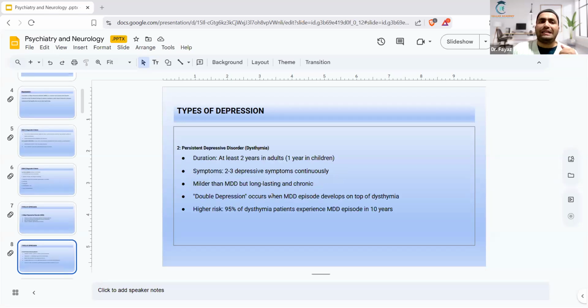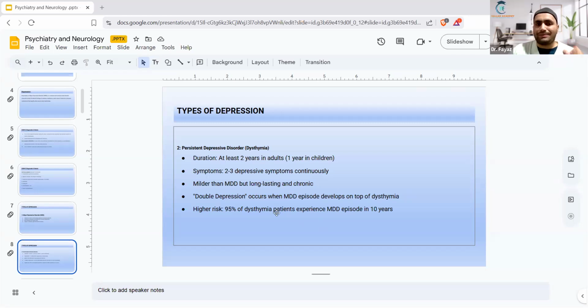Now, the second type of depression is dysthymia. We don't use the dysthymia term anymore, but remember it for the exam. Sometimes they use obsolete terms too, which is persistent depressive disorder. For this, if it is an adult, they should have 2 years of mild depressive symptoms, and for children, it should be 1 year. Symptoms are 2 to 3 symptoms, but remember one symptom again has to be either low mood or loss of interest. And it is a milder form of major depressive disorder or depression.